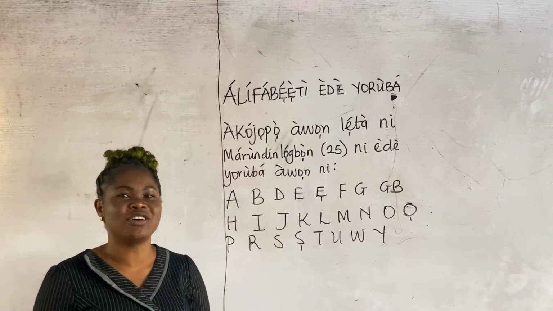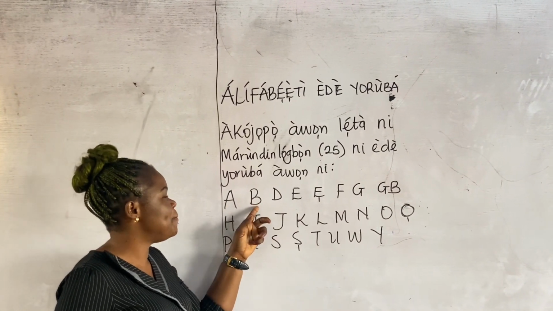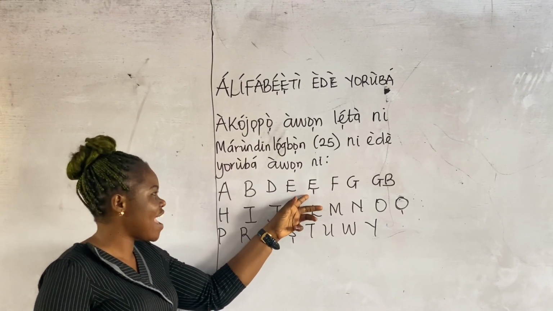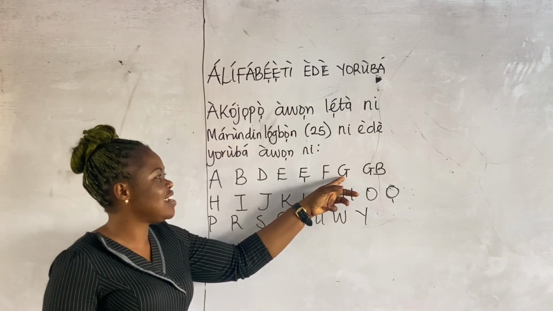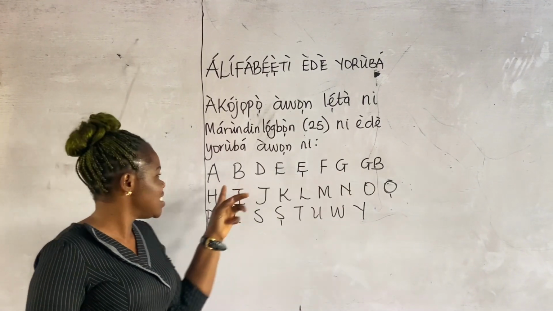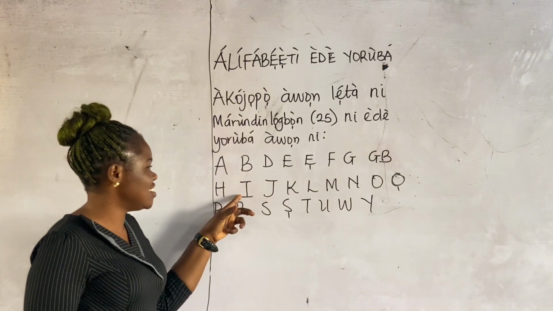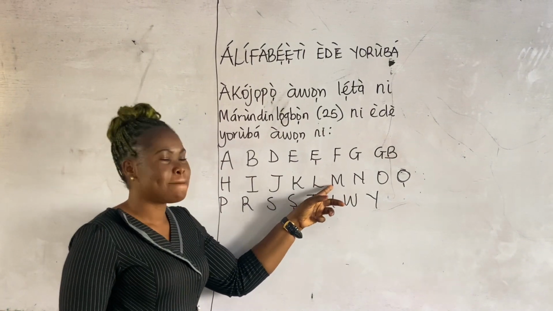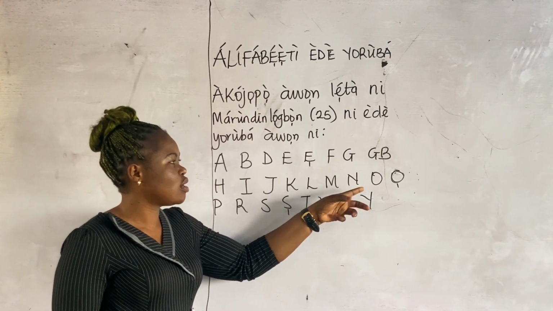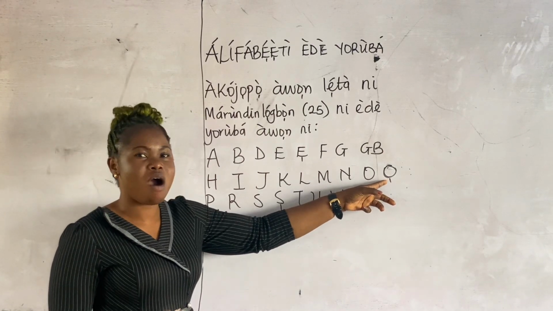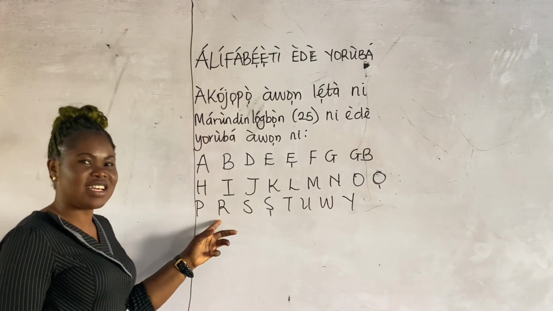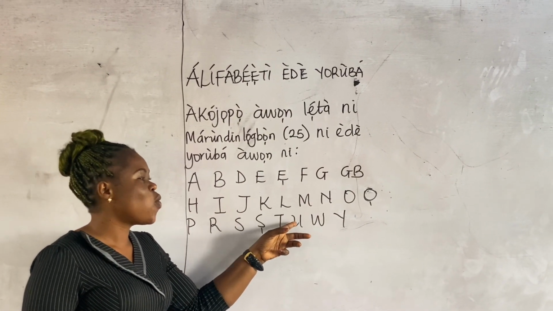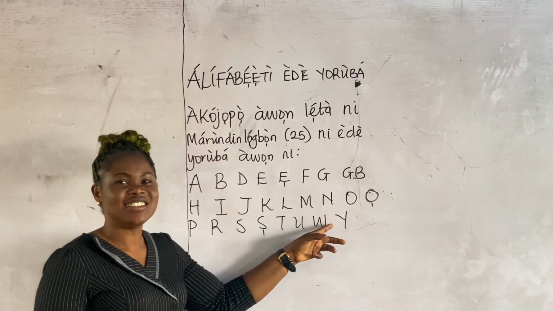Àwọn alphabets yìí náà ni A, B, D, E, F, G, B, E, G, K, L, M, N, O, P, R, S, Ş, T, U, W, Y.